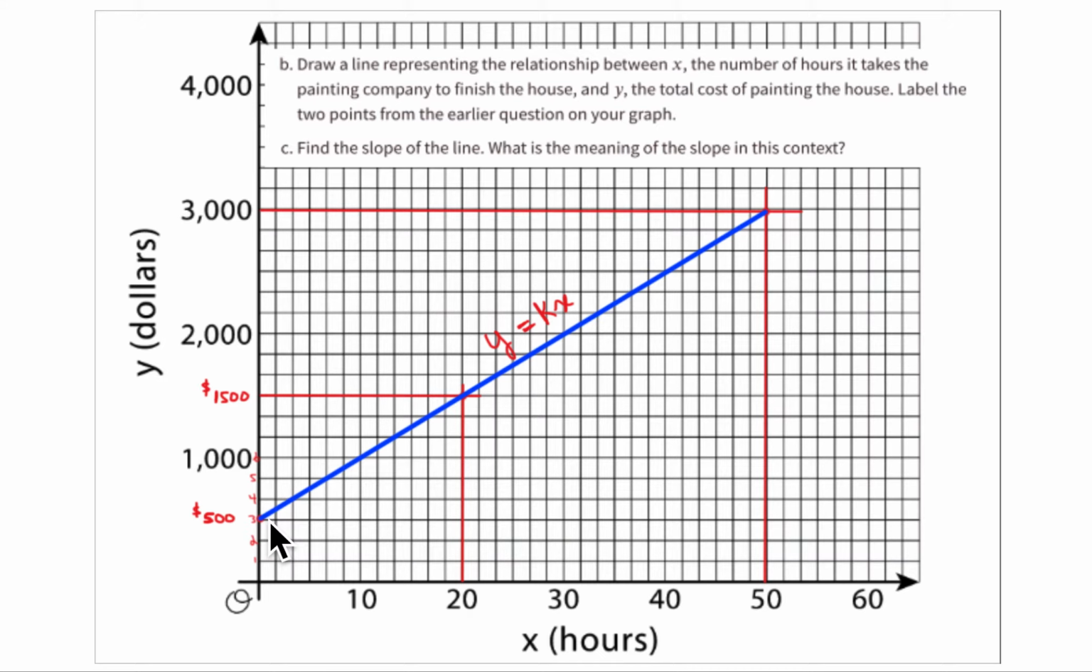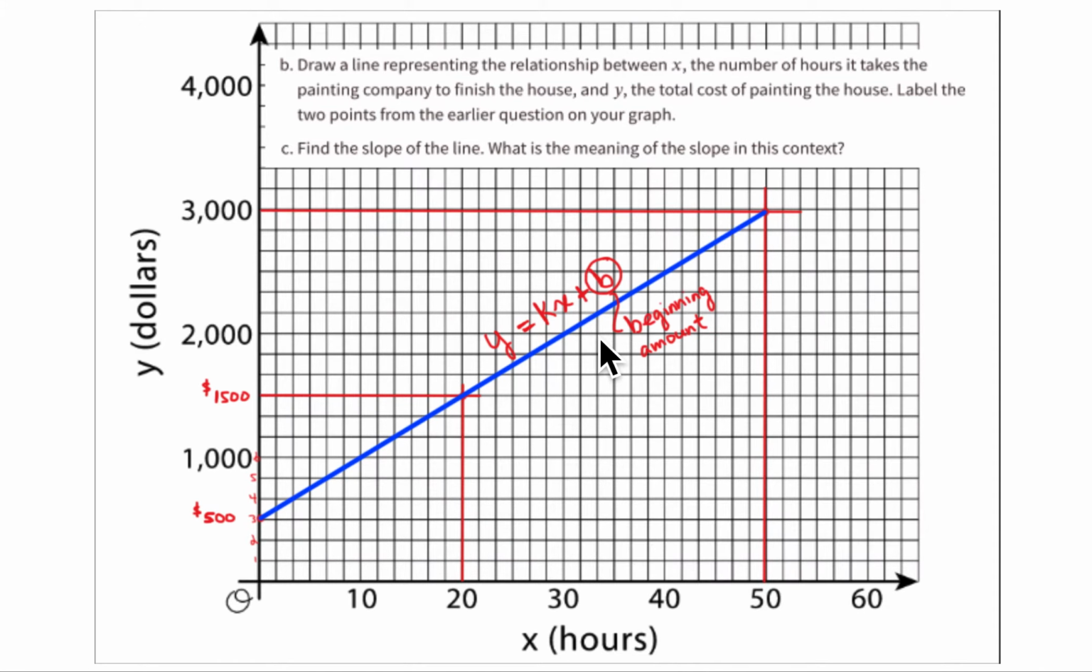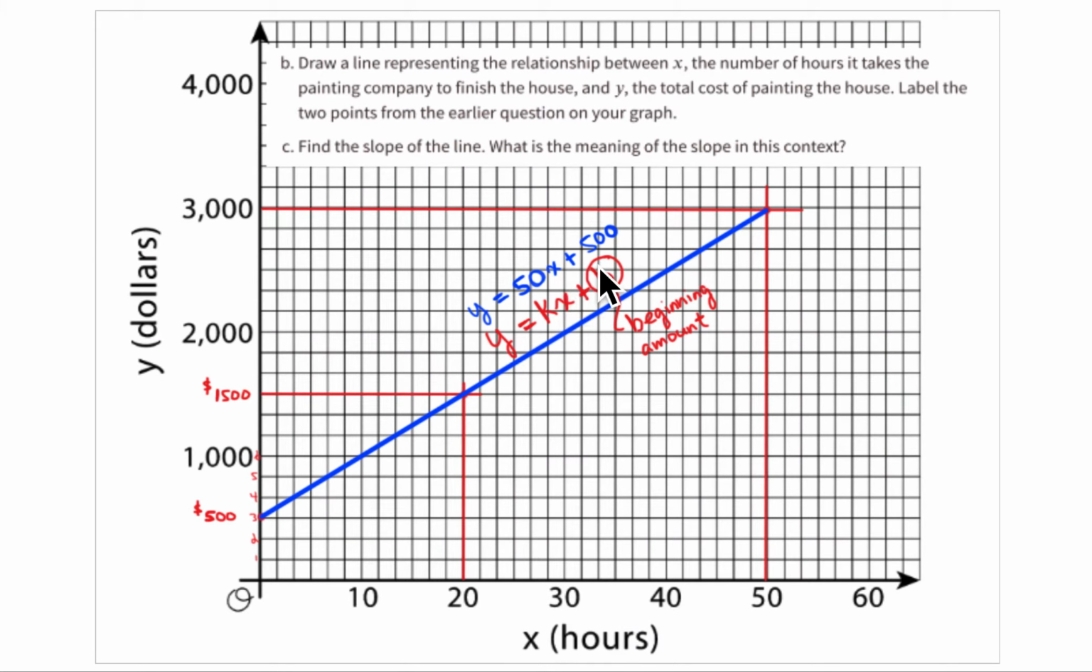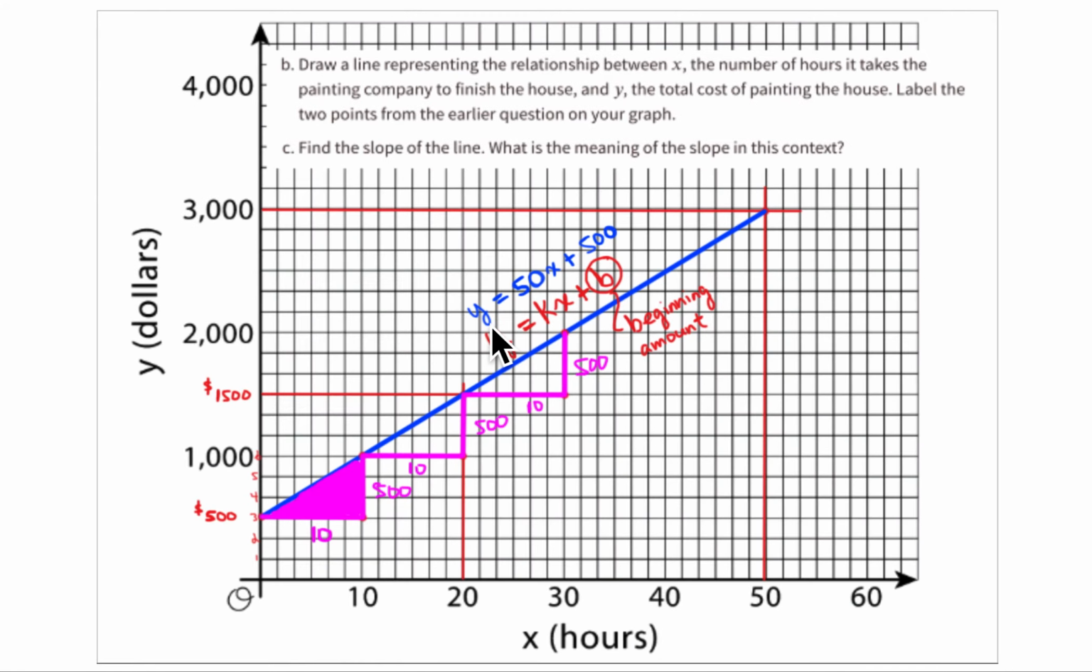And we can use this equation, y equals kx. But remember, you have to now add this $500. That's the beginning amount. So we're just going to call that B for beginning amount. And if you include that in this equation up here, it's y is equal to 50x, so $50 per hour times the number of hours worked plus the $500. So this is filling in the parts of the equation. And if you work any number of hours, you complete this equation to get the total cost.